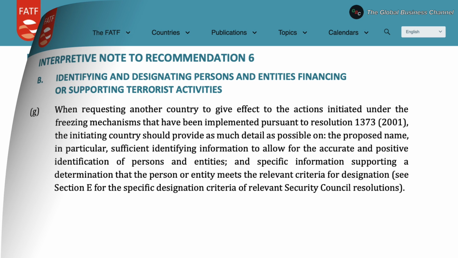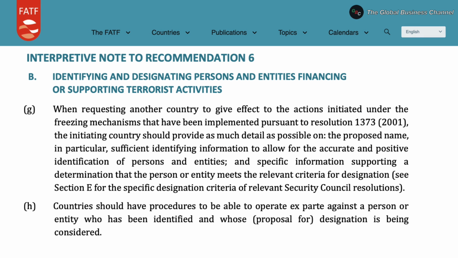And lastly, Subnote H stipulates that countries should have processes that allow them to take legal action without the presence of the person or entity being considered for designation. This ensures that decisions can be made efficiently when designating individuals or organizations for sanctions or similar actions.